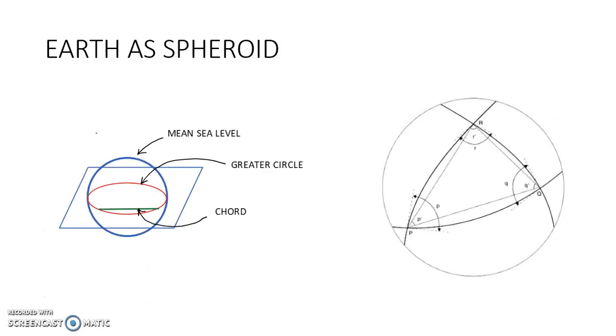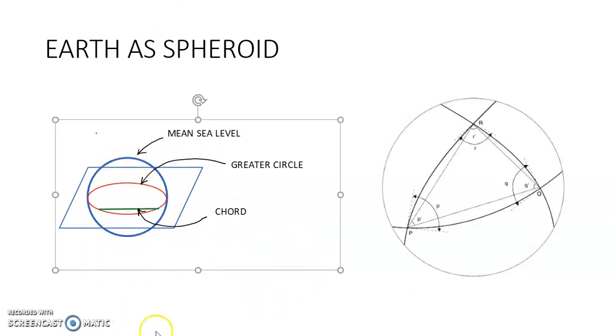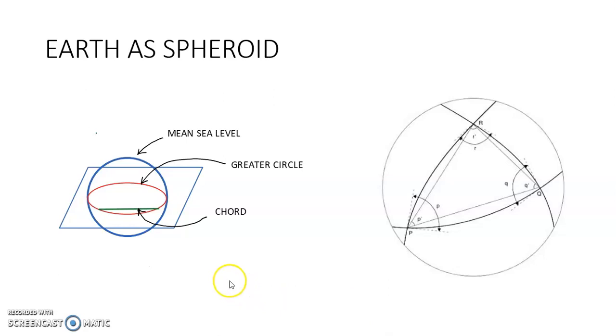Right now, Earth as a spheroid is the next topic. Now, we all know Earth is not exactly like this. We'll start with the spheroid and we'll go on correcting. So, when we consider Earth in 3D, there are certain terms that you're expected to know. First is mean sea level. Mean sea level will be a curved surface like this.